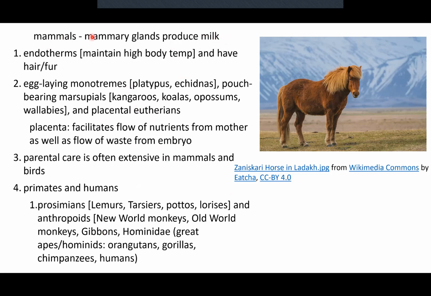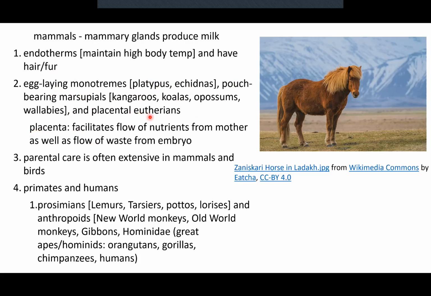So we have mammals, which produce milk with mammary glands. Mammals are endotherms, meaning they can maintain a high body temperature within themselves, and they can have hair or fur. Here we have the egg-laying monotremes, such as the platypus and echidnas. Pouch-bearing marsupials like kangaroos, koalas, possums, and wallabies, and placental eutherians. Pretty much every other mammal you can think of.